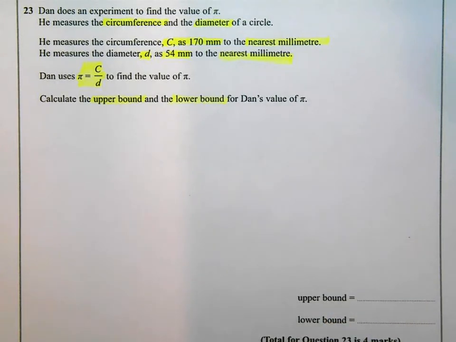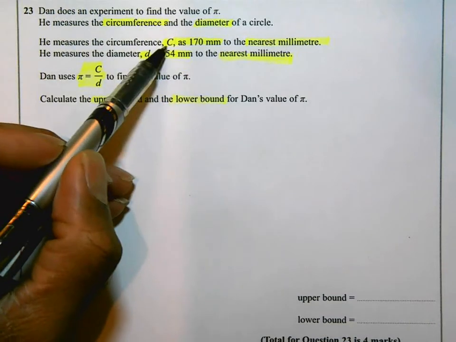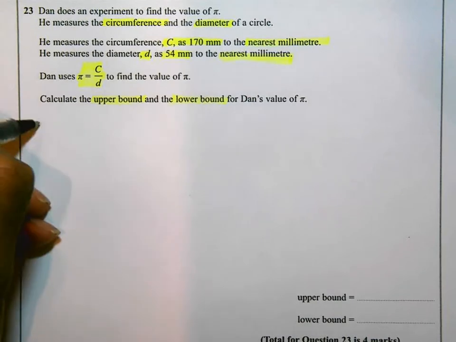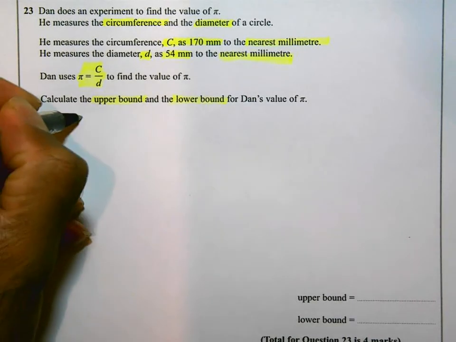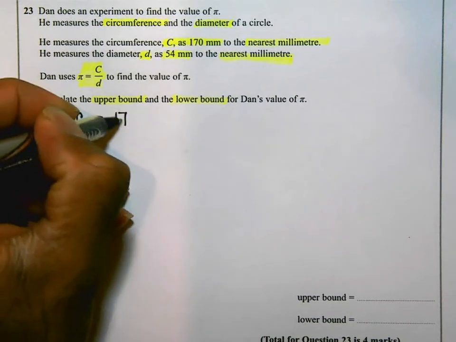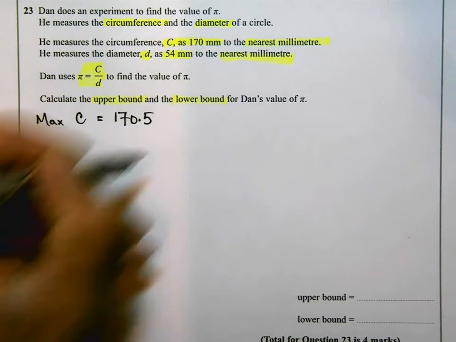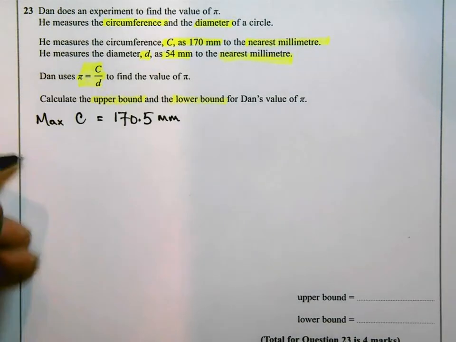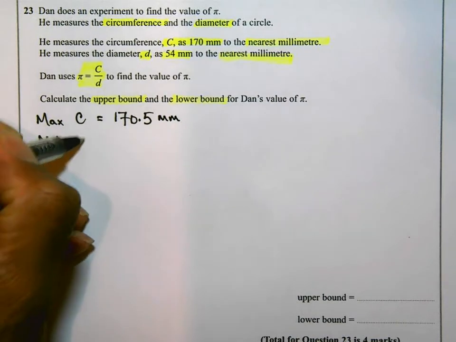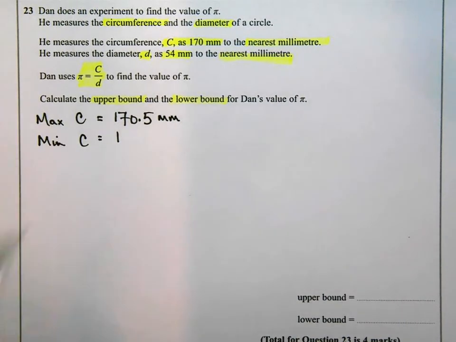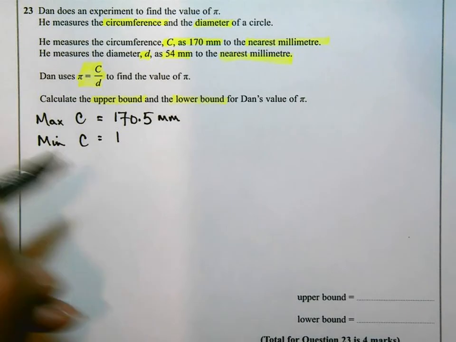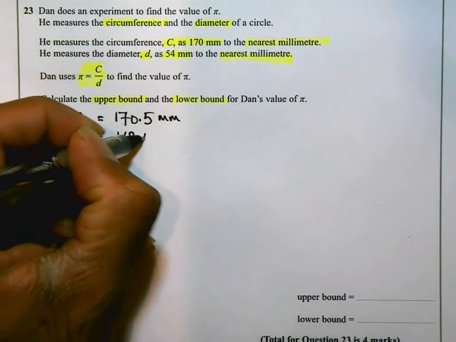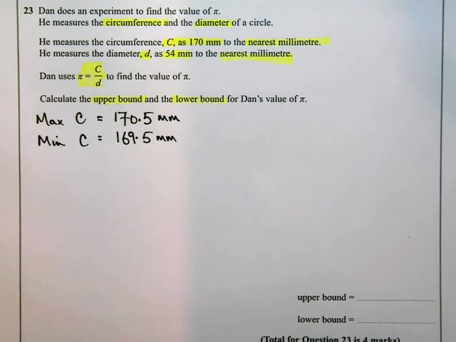So before I actually start this, because he has measured the circumference to the nearest millimeter, I could write down that the maximum value of the circumference is going to be 170.5. It's going to be half of 1 millimeter above for the maximum and half below for the minimum. So the minimum circumference is 0.5 of a millimeter below 170, which is 169.5 millimeters. So that's the upper and the lower bound for the circumference.